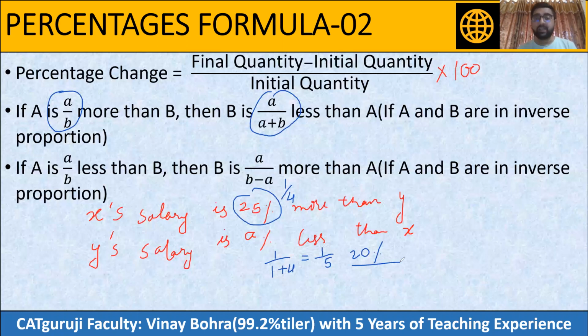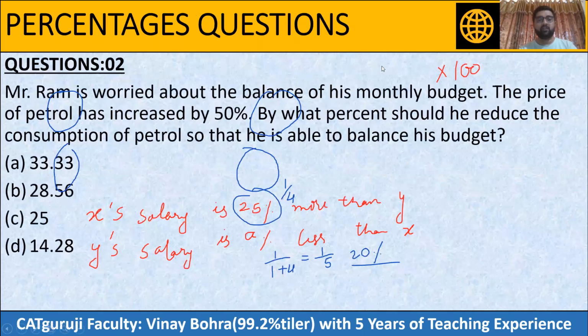And if we want to do it the inverse way, like if A is A by B fraction less than B, then your B is always A by B minus A more than A. So in this way, we can use the shortcut to get the answer whenever A and B are in inverse proportion. If they are in inverse proportion, we can easily apply this concept. Let us see some questions on this also.